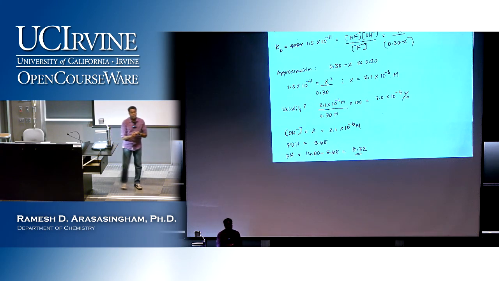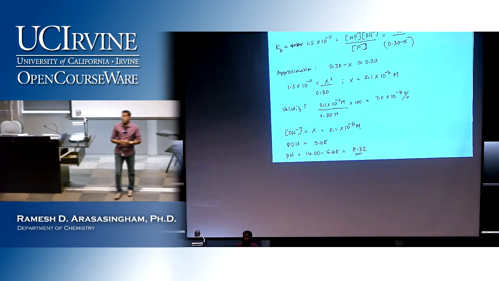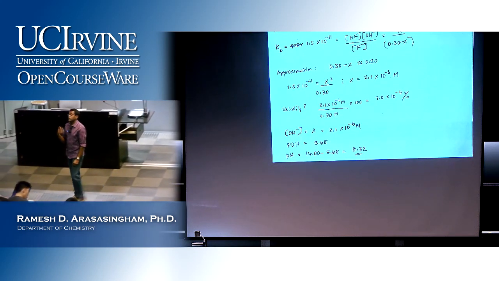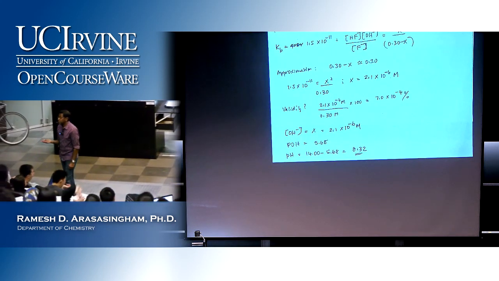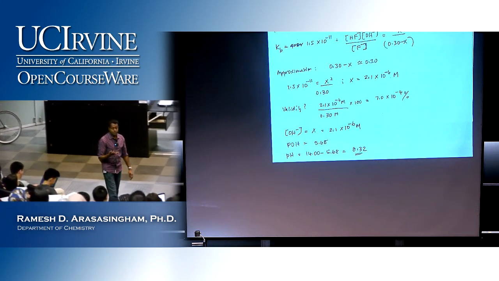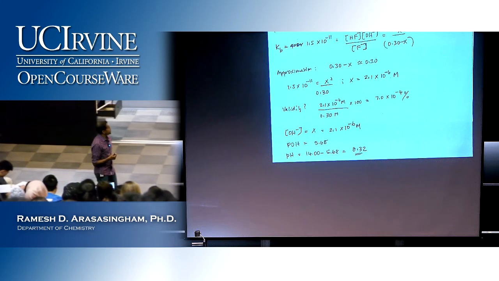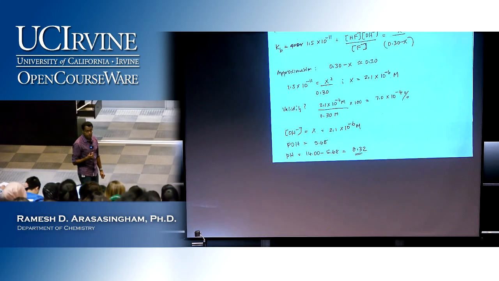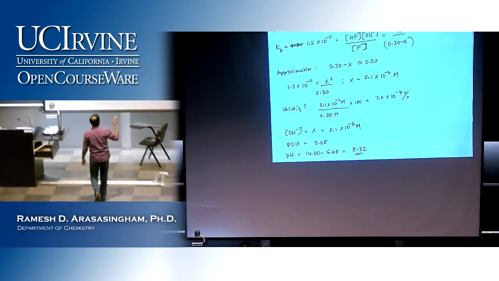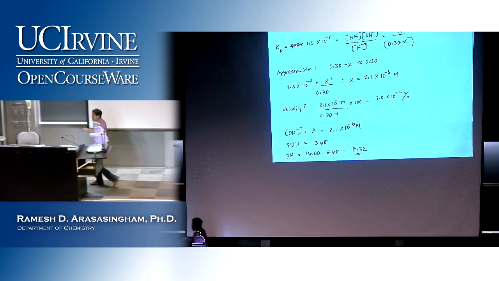8.32. All right? So remember, this is an extremely weak base, and therefore the pH has to tell me what? That the solution is basic. Does the pH that we calculated indicate that it's a weak base? Yes, the pH comes out to be 8.32. All right? So this is an example of a salt acting as a weak base.